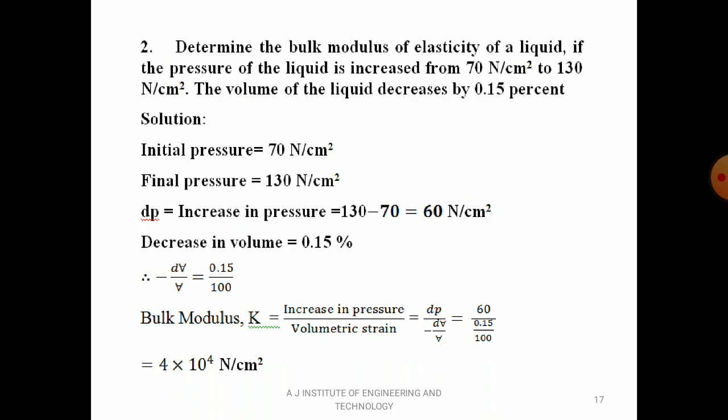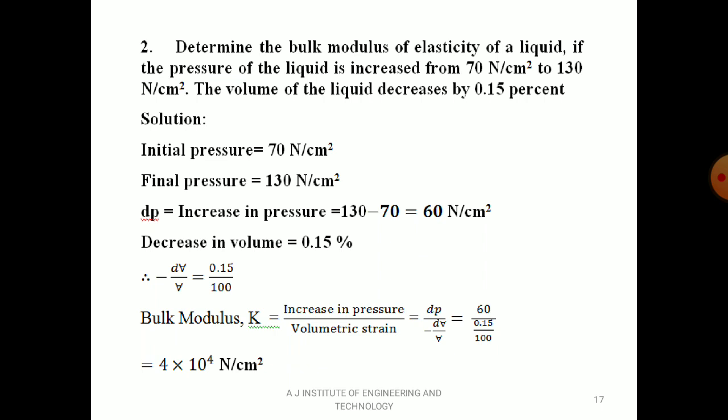Next problem: determine the bulk modulus of elasticity of a liquid if the pressure of the liquid is increased from 70 Newton per centimeter square to 130 Newton per centimeter square. The volume of the liquid decreases by 0.15%. So this problem is related to bulk modulus. Determine the bulk modulus, this is capital letter K.